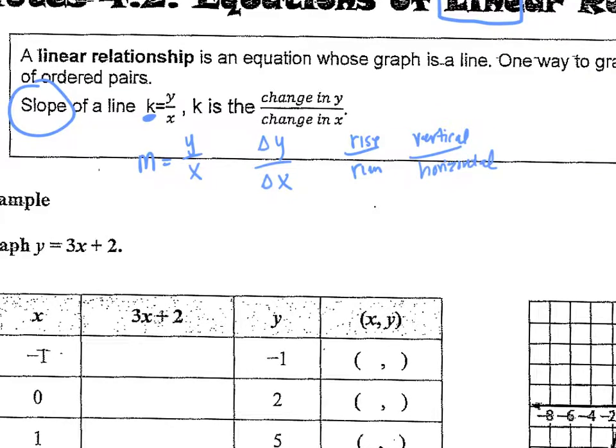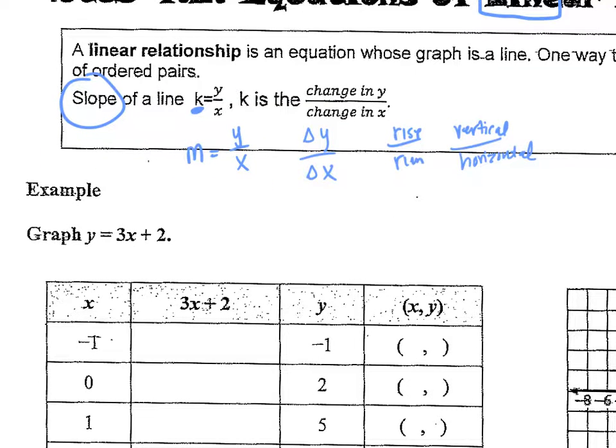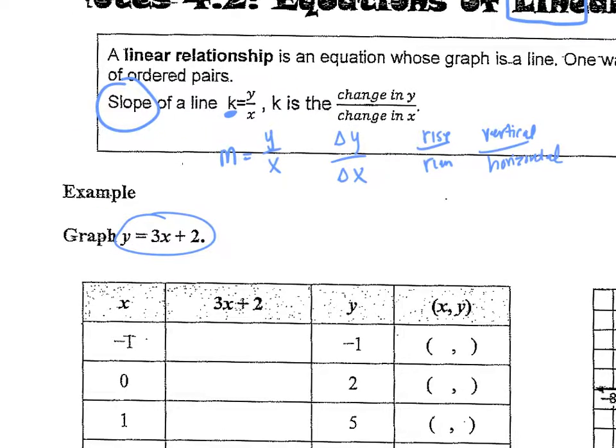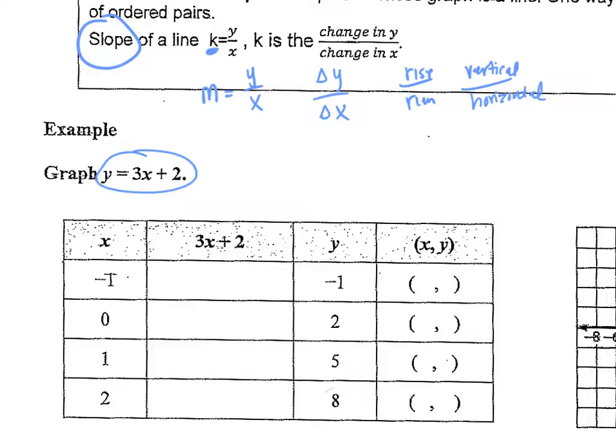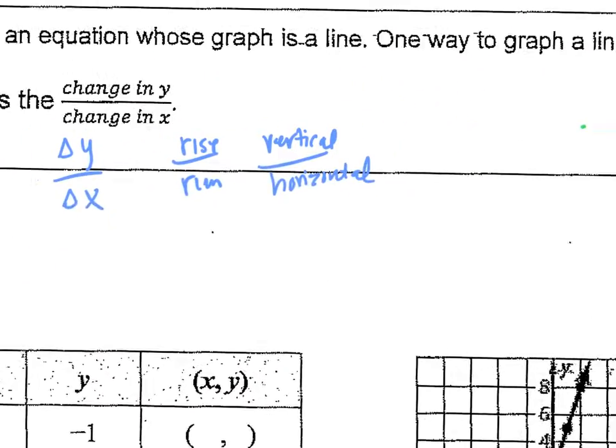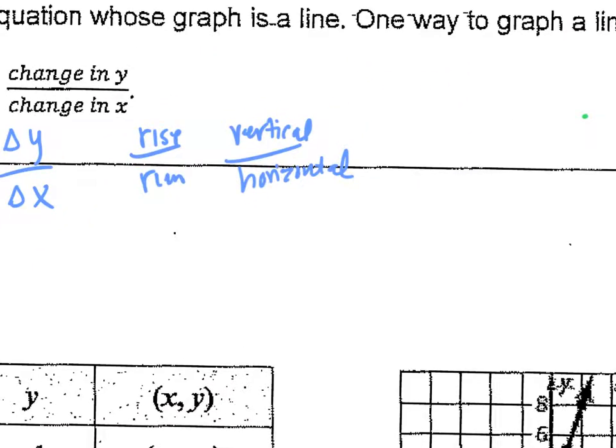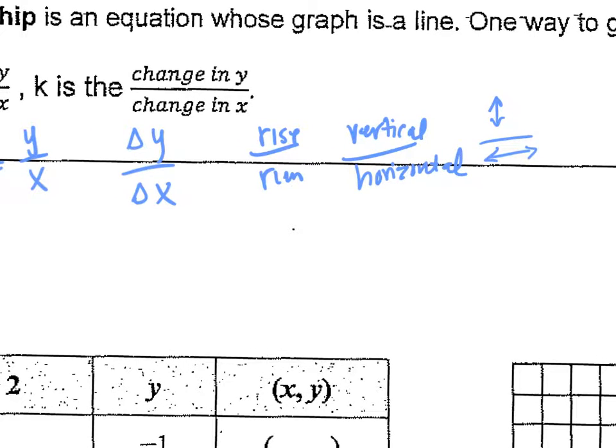So we're going to look at when they give us an equation, and we'll talk about this equation more probably tomorrow. But when they give us an equation and we want to be able to put it on the graph, this is one way to do it. So we can make a table and get some points. Vertical over horizontal, or if you just want to do arrows. So it's your Y change over your X change.